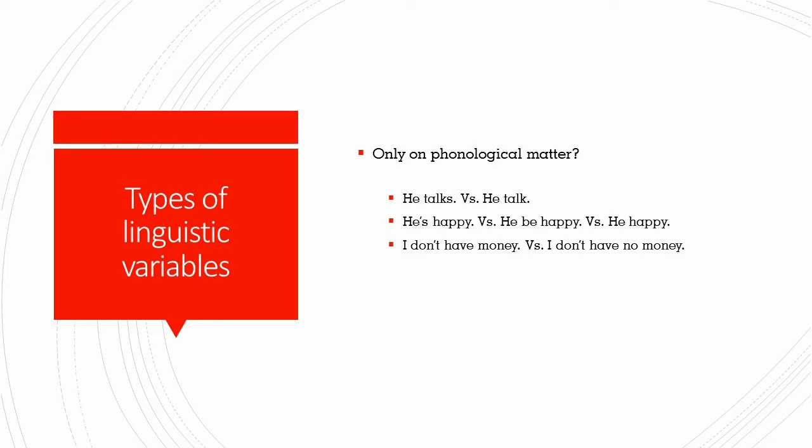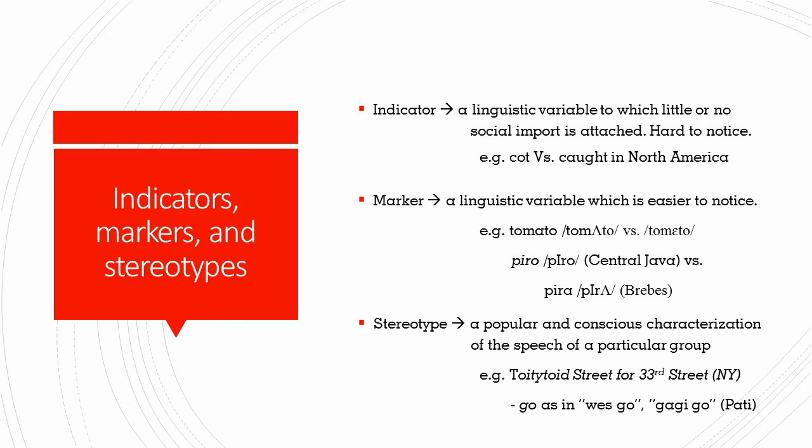Next, indicators, markers, and stereotypes. An indicator is a linguistic variable to which little or no social import is attached. Some people in North America distinguish the vowel in cot and caught, while some do not. The difference is very difficult to notice for an untrained observer.